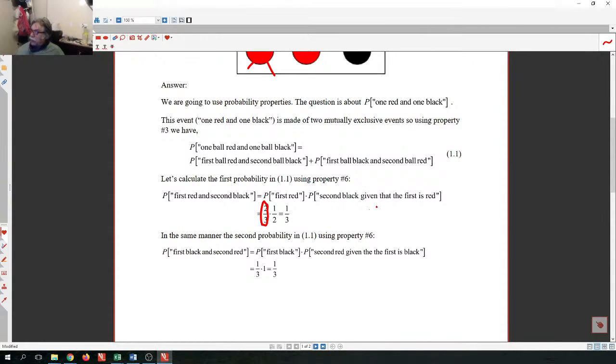So the probability of the second being black, given that the first one is red, is 1 out of 2. I just need to multiply this: 2/3 times 1/2 is 1/3. Just a basic story about fractions. I can cancel the 2s, and you get 1 out of 3. That's the probability here.